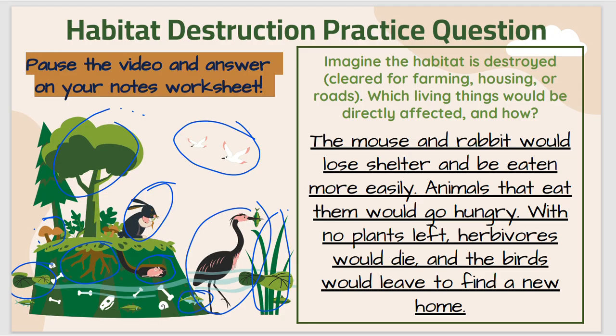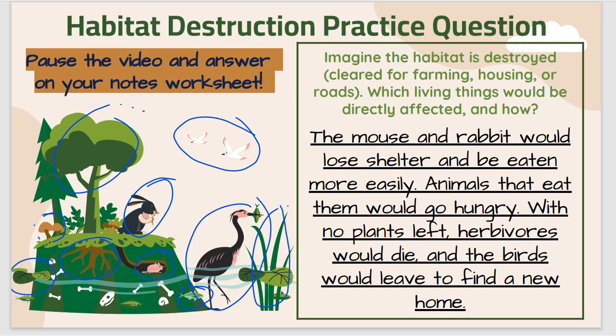Then eventually, with no plants left either, if the habitat is destroyed, all the herbivores would die out and the birds would leave to find a new home. So we would see total collapse, especially if all of the producers are removed with this habitat, then nothing can exist there.